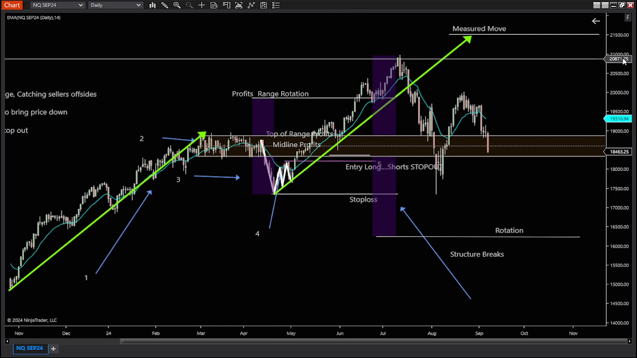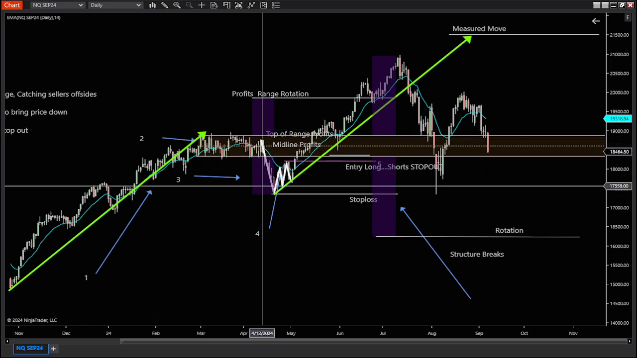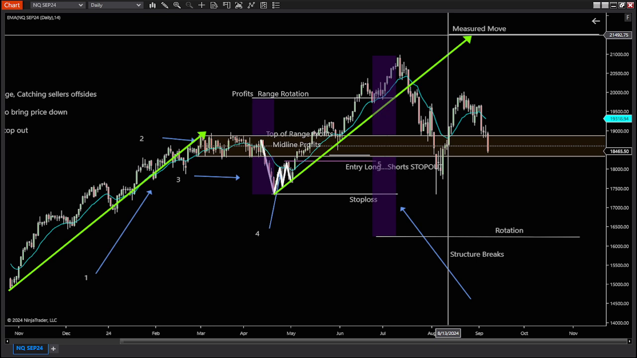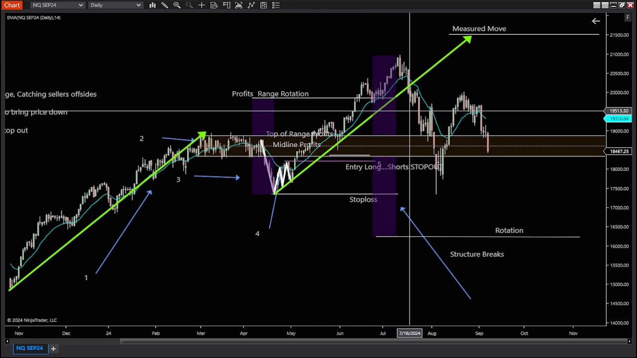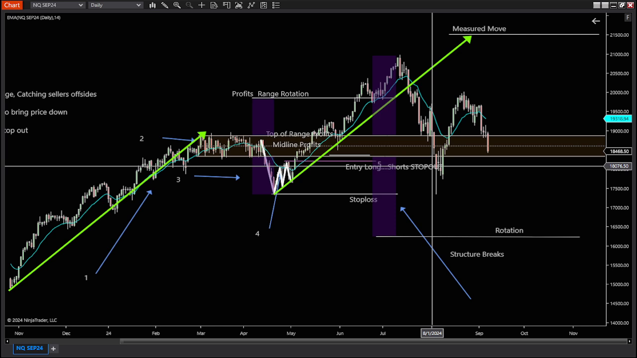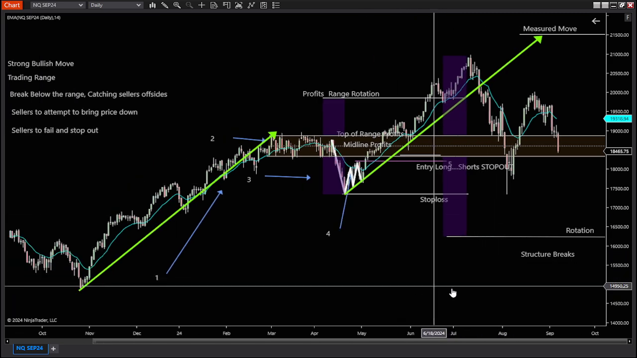If you want to look for a bigger move, range measured move. We have our move up, pullback, measured move. Measured move did not hit. What did we do? We rotated back into the range. Well, what happened when we rotated back into the range?